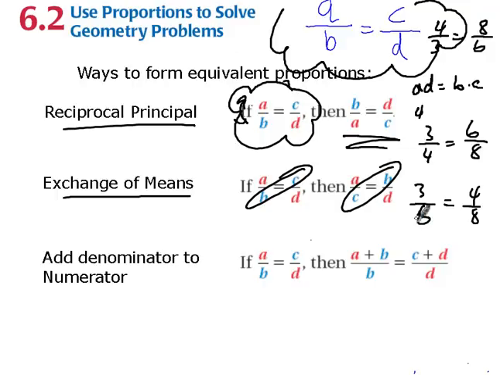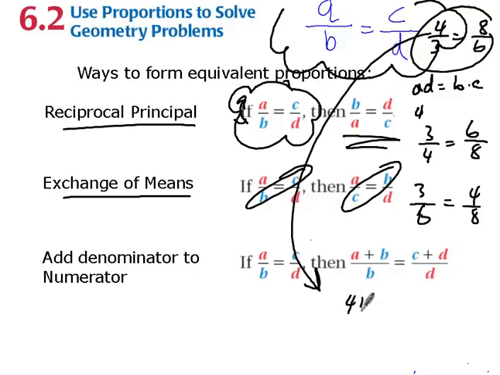Then add the denominator to the numerator. So in this case, let's test that out. We had 4 over 3. So now our denominator, let's take this here all the way down here. That's going to be 4 plus 3 over 3. That should be equal to 8 plus 6 over 6. And if we simplify that, we get 7 over 3 is equal to 14 over 6. And we can see that's true also.